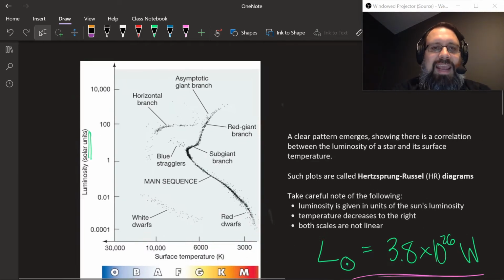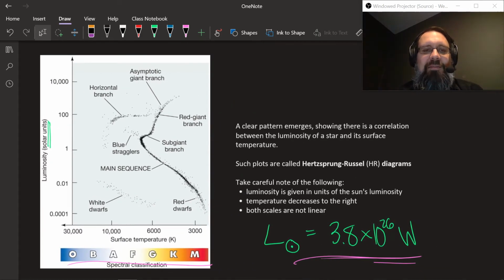Okay, so that's the HR diagram. It's a really helpful way of classifying stars, of seeing the trends and patterns within stars. And we're going to be spending the entire week talking about this diagram. So we're just getting started on this today.